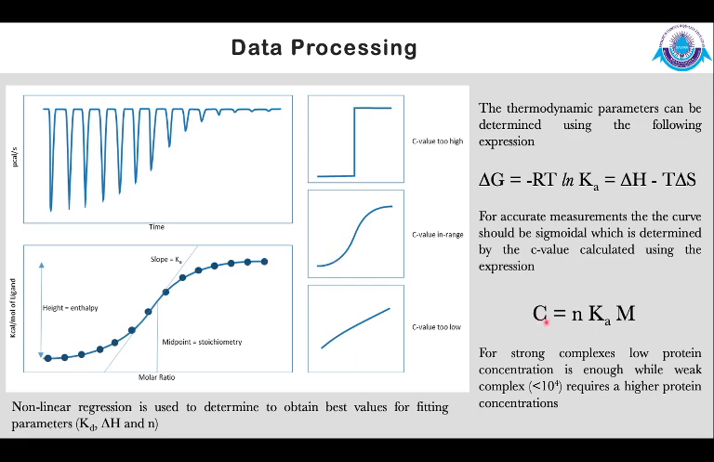For a strong complex, that means a high Ka value, a low protein concentration is enough. If it is a weak interaction between the protein and ligand, then you need a higher protein concentration. That's a rule of thumb. So we have to do a couple of trial runs to get the actual concentration range. Only then will we be able to get the ideal curve shape, and then we will move on.